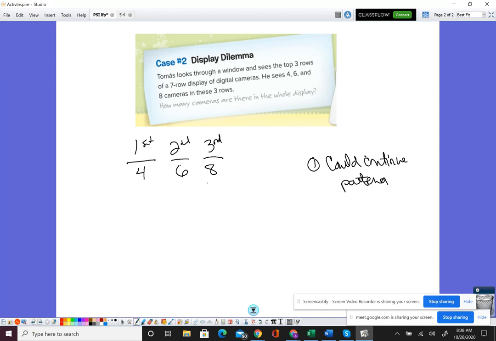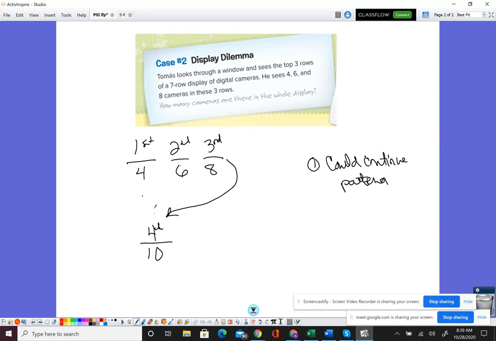I was going to say continue the pattern, but okay. Well, that's a way that we can do it. So let's just continue the pattern. So if I continue this out, I'm going to come down here. What is our 4th row going to be? How many cameras on our 4th row?